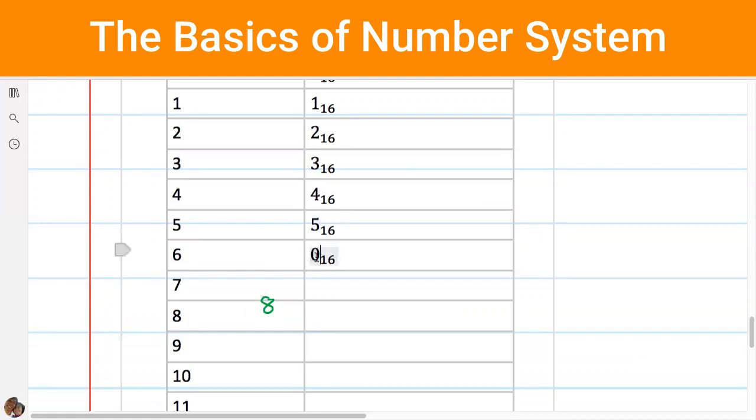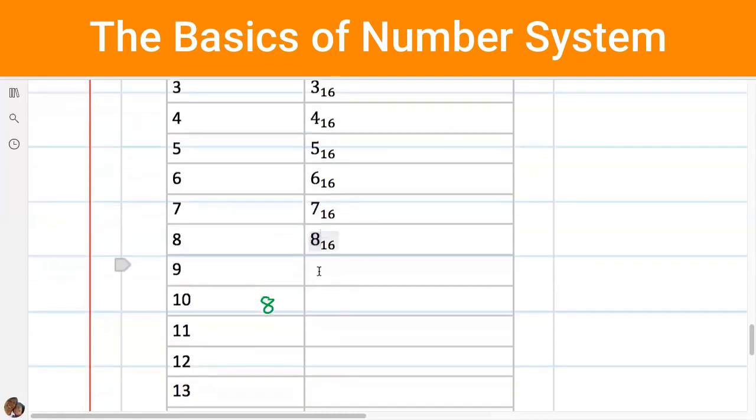Take note, I am just discussing the basics of number system. In your next subject, you will be refreshed with this number system again, but that time it will be more complex. We have 9. Now 10. Take note, in a hexadecimal system, there's no number 10. The number 10 in decimal system can be represented by A.